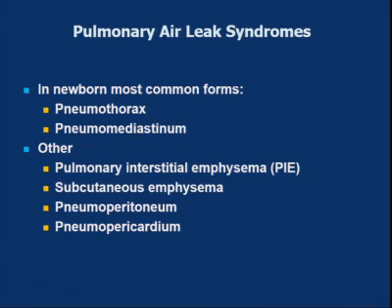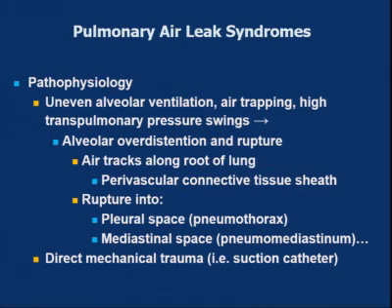There are other typical air leaks that we see in the NICU. Pneumothoraces and pneumomediastinum are things that you may see actually in the newborn nursery, and we talked about that a little bit. Less common air leaks include PIE, subcutaneous emphysema, pneumoperitoneum, and pneumopericardium. These are usually related to aggressive ventilation, but most of the time are related to the background illness that led the baby to need respiratory support.